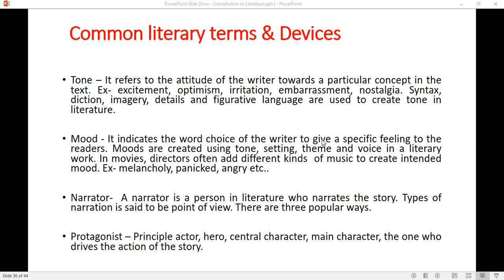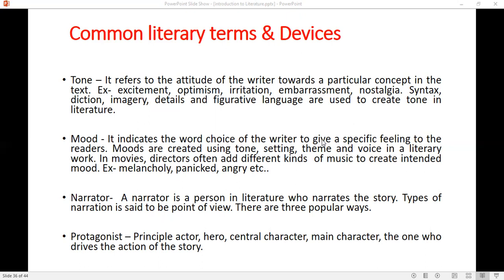Narrator. A narrator is a person in literature who narrates the story. Types of narration is said to be point of view. There are three popular ways: first person narration, second person narration, and third person narration. We will study them in detail in my presentation later.